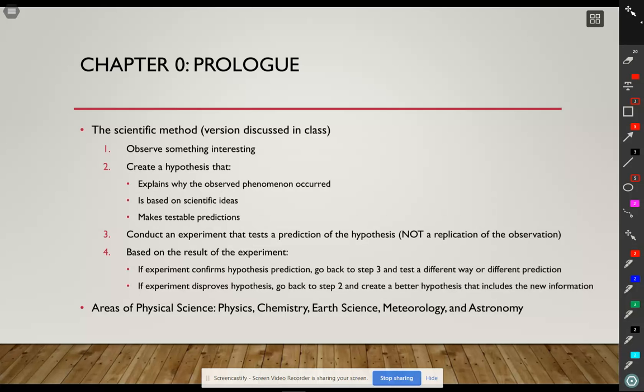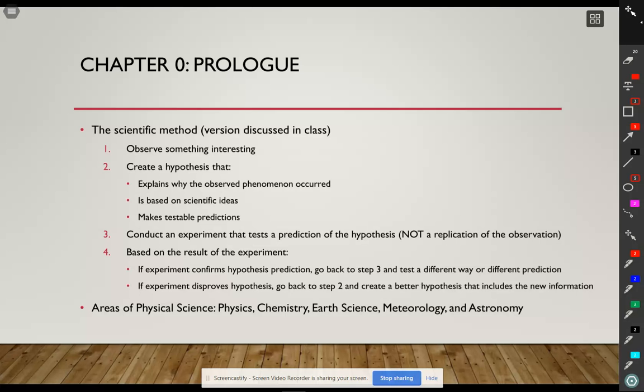Then you do an actual experiment that tests a prediction. It doesn't go back and make sure what you observed is really what happened. We're assuming that what you observed is really what happened, that you didn't say, oh, he let go and the ball fell, but actually he let go and the ball stayed stationary. We're assuming the observation is correct. So you're not redoing the observation, but you're testing a prediction made by your hypothesis.